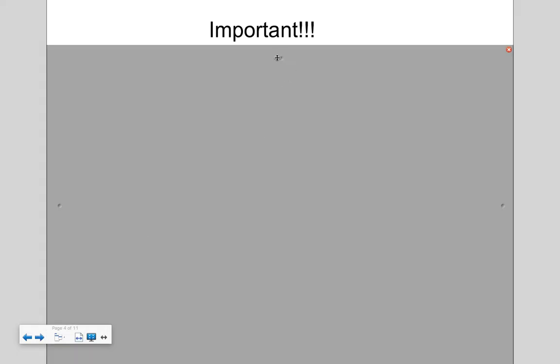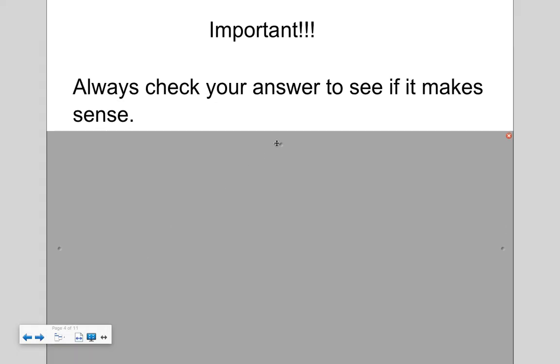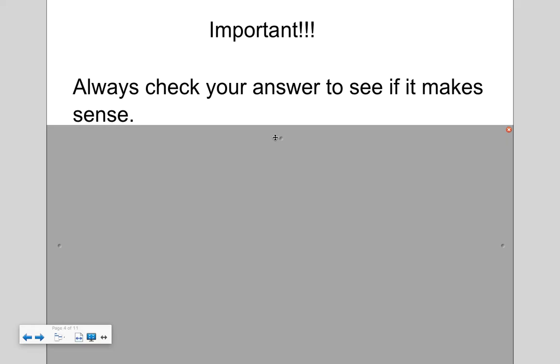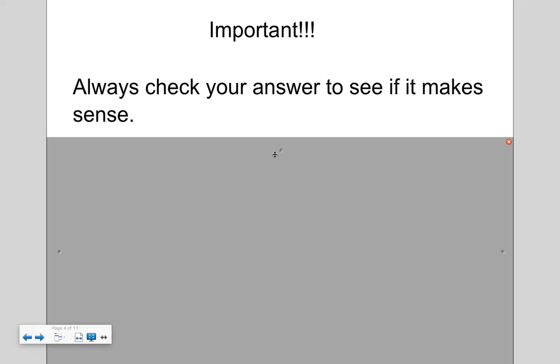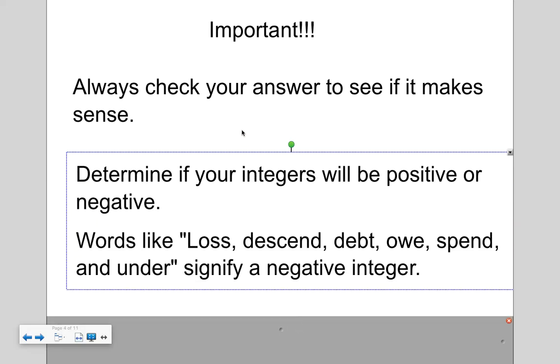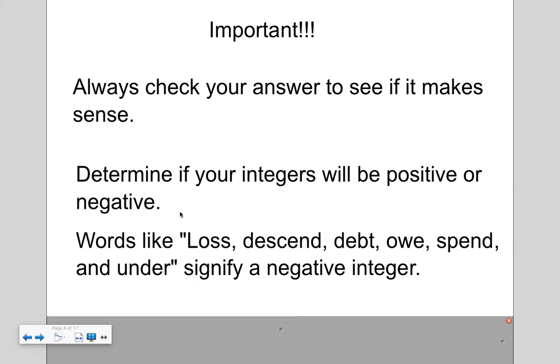Something that's very, very important: you always want to make sure that your answer makes sense. If your answer says that there's a submarine floating in the air, with a positive number, obviously you might have done something wrong. The other thing is you want to determine whether your integers will be positive or negative. Positive ones are pretty easy to find, but negative ones will have phrases like lost, descend, debt, owing something, spending money, or under something. Those signify negative integers or negative numbers.